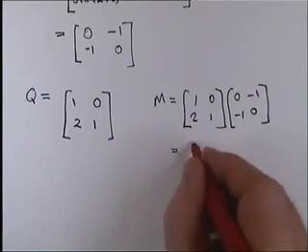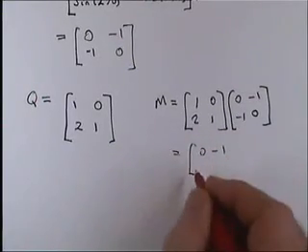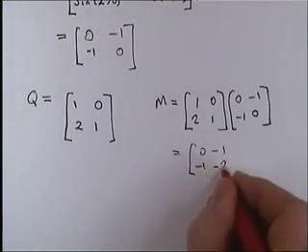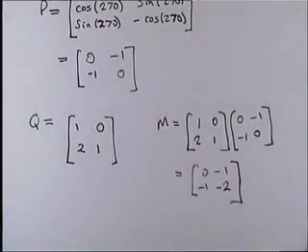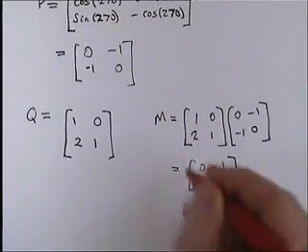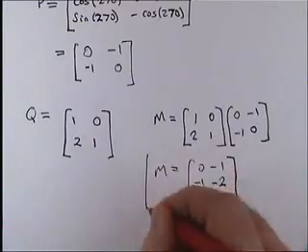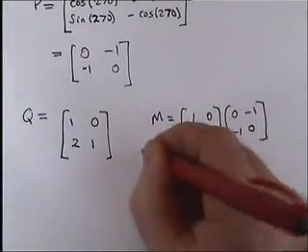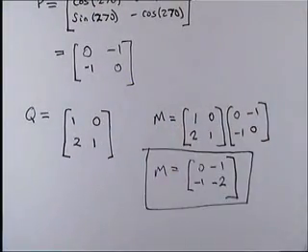And when you multiply that out, you get 0, minus 1, minus 1, minus 2. And that's the answer to the first question. Now please don't start using your graphics calculators for a simple 2 by 2 matrix multiplication. It takes longer than actually just quickly doing it in your head.